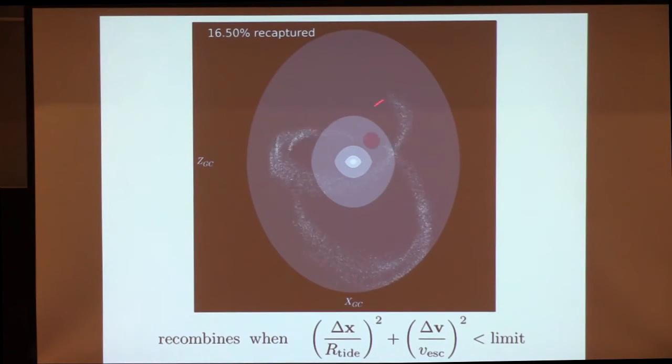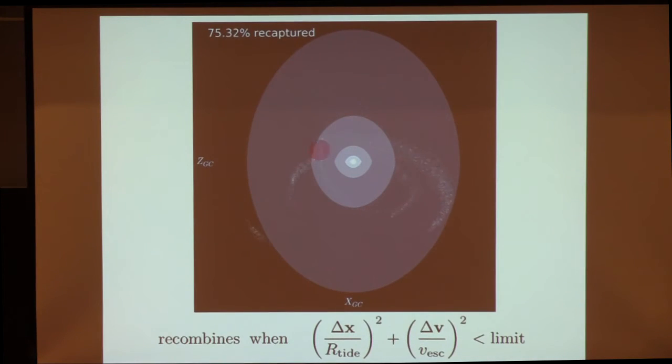This expanding and contracting ball is the satellite going round and round backwards. It's expanding and contracting because its tidal radius is getting smaller and bigger. And we're integrating the particles backwards as well from the endpoint and seeing if they cross the tidal radius at less than the escape velocity. That's our recapture criterion. So in this case, you can see you get up to 80, 90% recaptured.